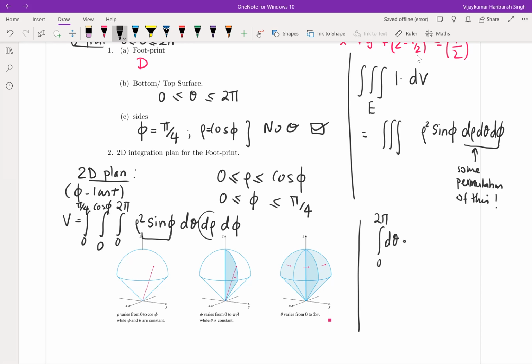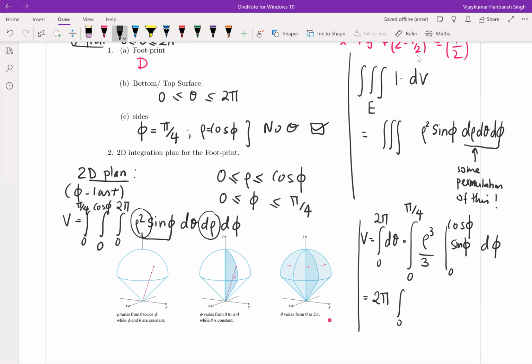For rho, first I'll integrate with respect to rho. So rho gives me rho cubed by 3, from 0 to cos phi. And then I have phi going from 0 to pi by 4 of d phi, and there is a sine phi there. So this is my volume V. So this becomes 2 pi.